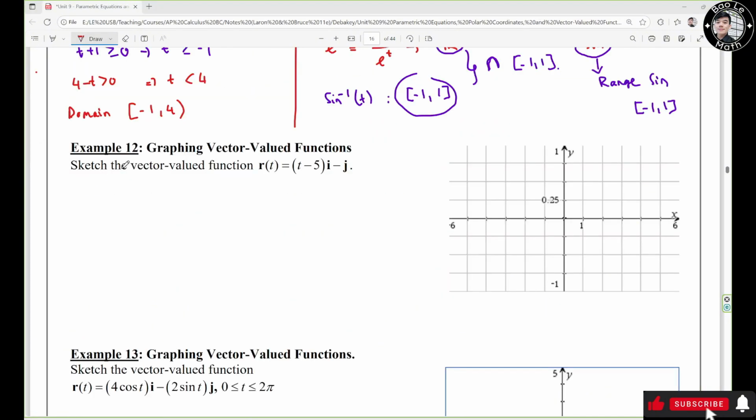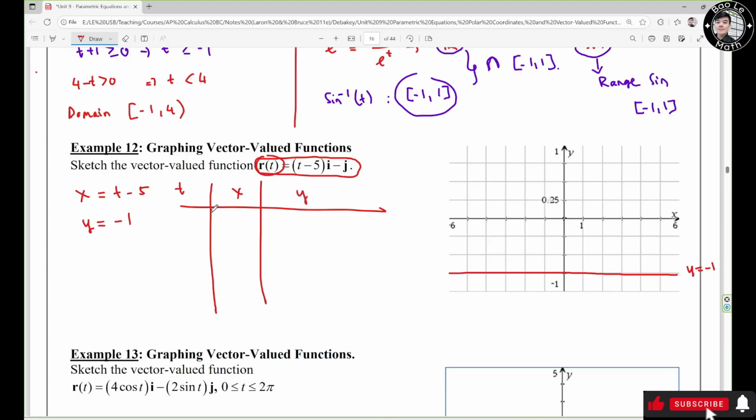Now let's move on to example number 12. Sketch the vector value function r of t equals t minus 5 i minus j. Observe that the one in front of i is the x value, so x equals t minus 5, and the one in front of j is the y value, so y equals -1. Remember that y equals -1 is a horizontal line at -1.